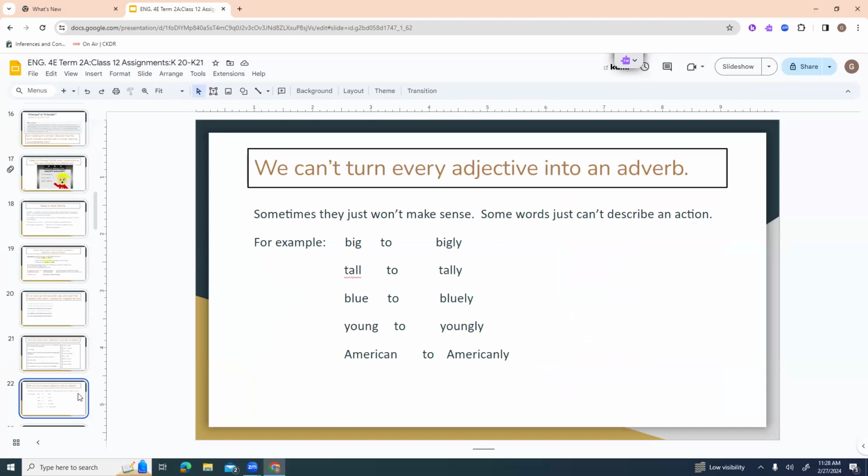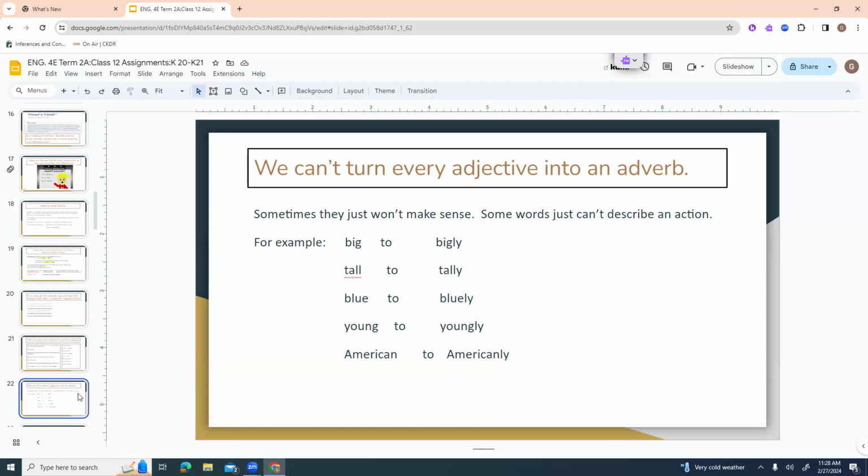Now, keep in mind, you can't turn every single adjective into an adverb. It doesn't always make sense. For one thing, some words that we use to describe nouns just can't be used to describe an action. For example, I can't turn big into bigly, or tall into tally, or blue into bluely, or young into youngly, American into Americanly. It has to make sense, right?